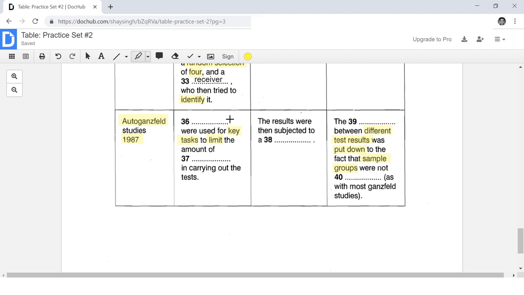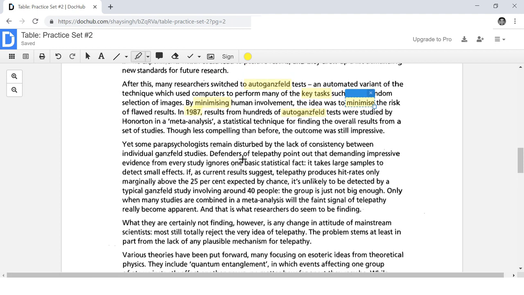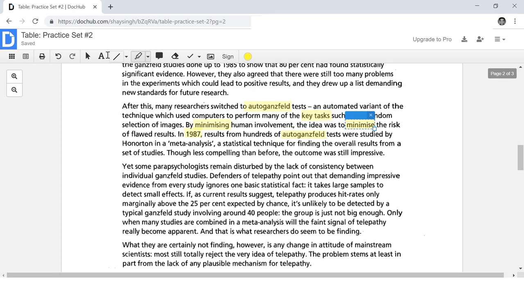So let's read this question first. It says, dash were used for key tasks to limit the amount of dash, so that's going to be something, it's going to be a noun, amount of something in carrying out the tests. So something was used to limit something, okay? One thing was used to limit another thing. We just have to find out what that was. So let's start reading from over here.